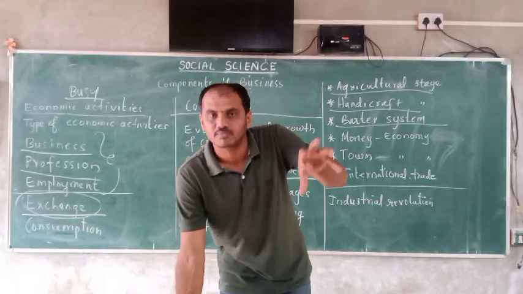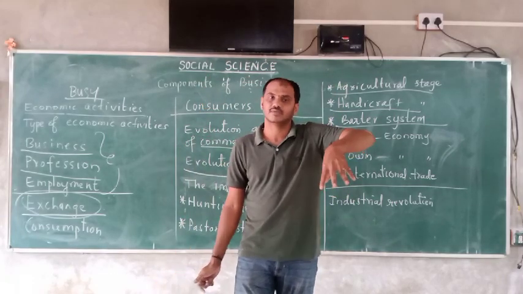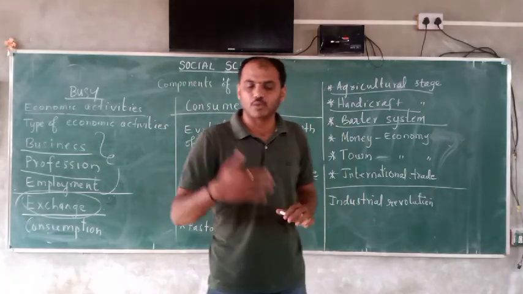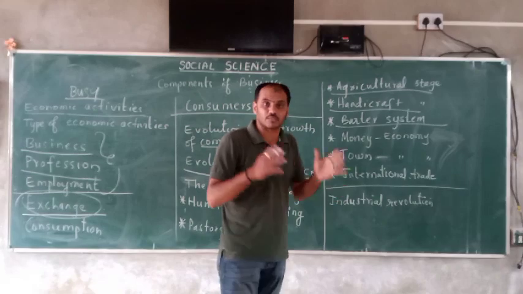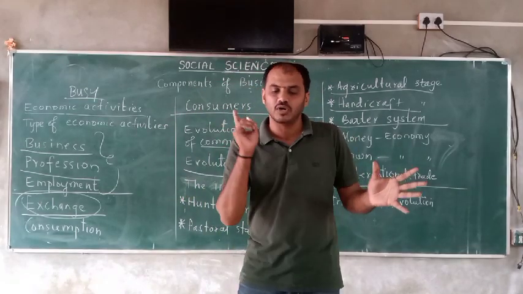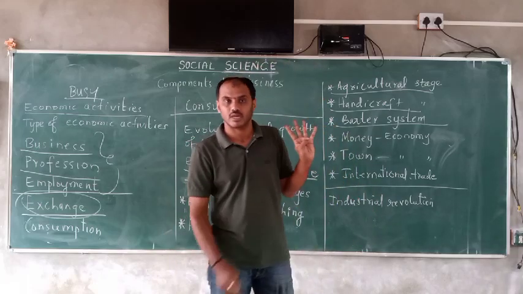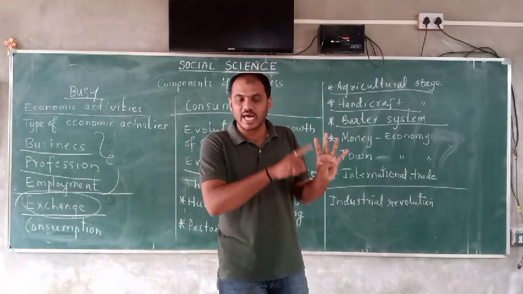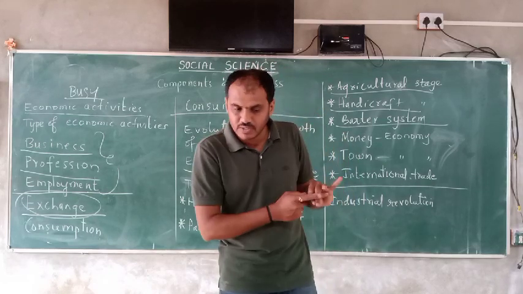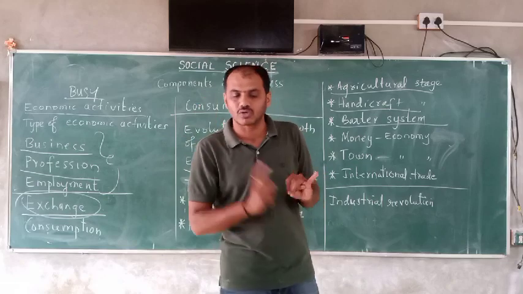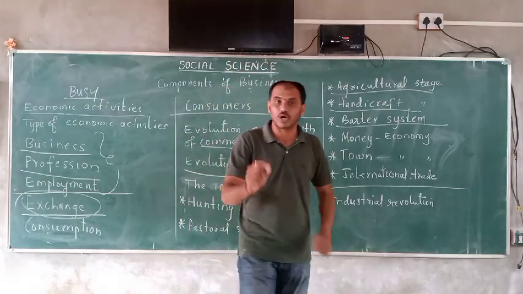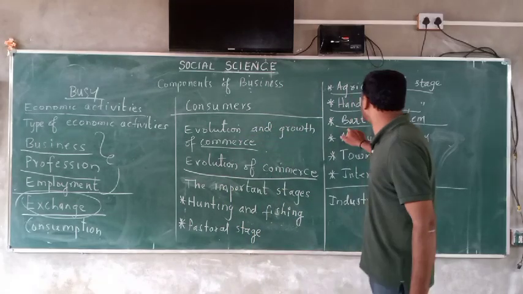Some problems arise in the barter system. The important problems that arise in the barter system are lack of double coincidence of wants, lack of common measure of value, difficulty of subdivision, and difficulty to store goods and to transfer. These were the problems that existed during the barter system.